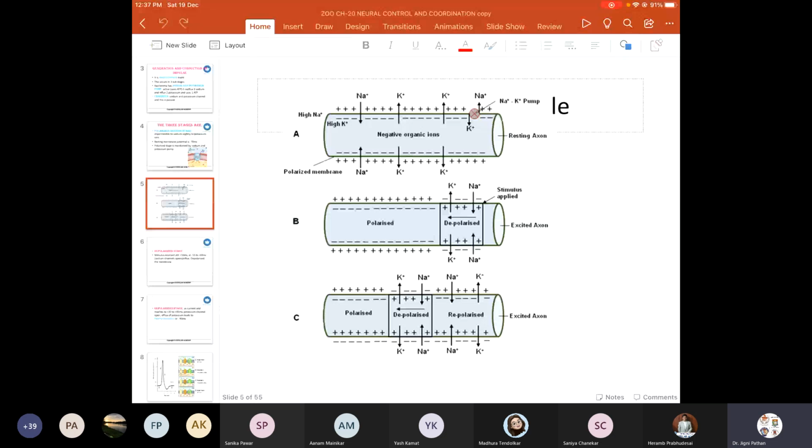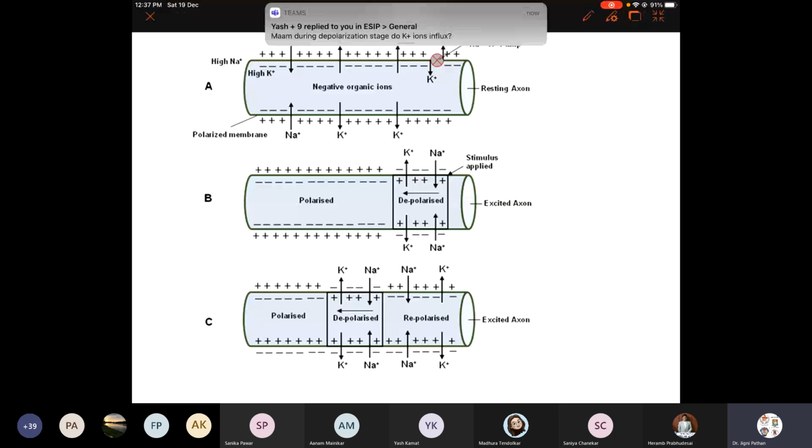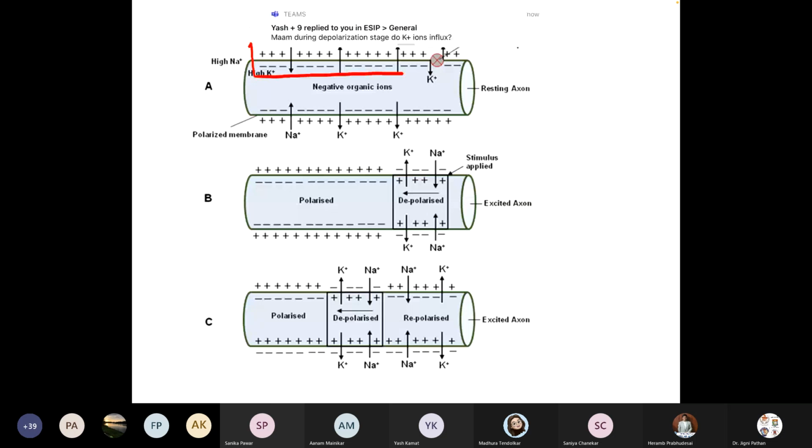Can you see this? Positive outside, negative inside. I have drawn only this diagram there. We have drawn only this part. We have just drawn one part, right?